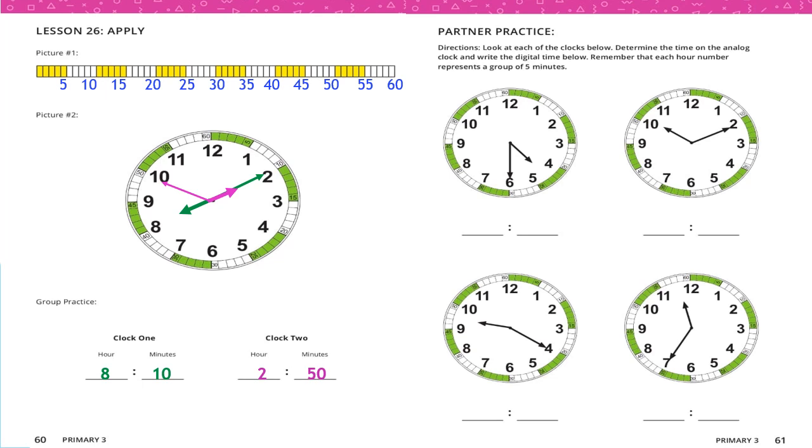In the next page, let's practice more. We have here the short hand is between 5 and 4. Will we write 5 or 4? It didn't reach 5 yet, so we will choose the smaller number. If it's between two numbers, we will choose the smaller number. So we will write 4.